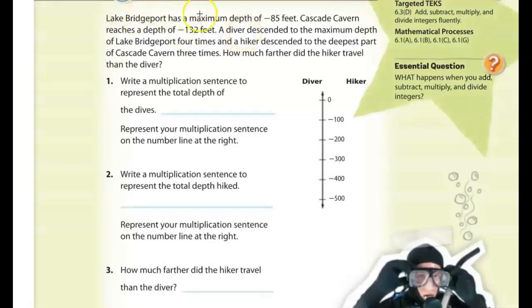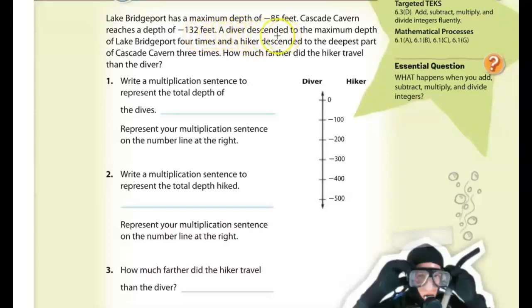All right, so in this lesson, we're going to be using everything that we understand about integer operations, so all four operations using positive and negative integers. In the first word problem, it says Lake Bridgeport has a maximum depth of negative 85 feet, and Cascade Cavern reaches a depth of negative 132 feet.